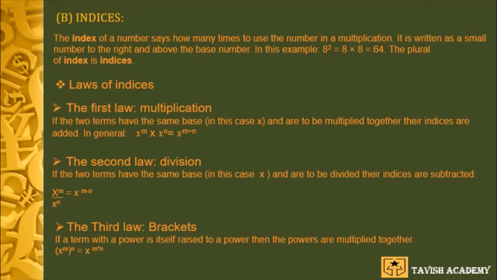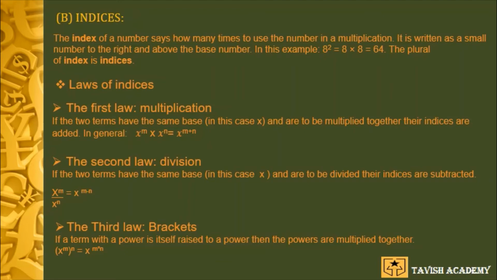Laws of indices. The first law, multiplication. If two terms have the same base, in this case x, and are to be multiplied together, then their indices are added. For example, x to the power of m into x to the power of n is equal to x to the power of m plus n.